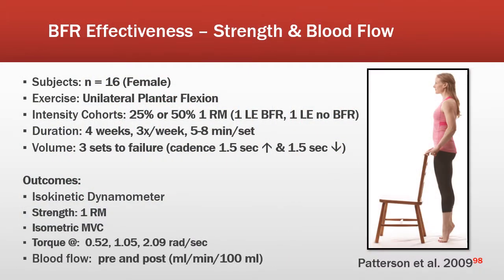Okay, so here's the first example by Patterson et al. in 2009. They had 16 female subjects that did plantar flexion. They had two cohorts. One was restricted and one was not. And when I say cohorts, I mean they had one limb that was restricted and one that was not. Some limbs were randomized into a 25% 1RM versus a 50% 1RM.